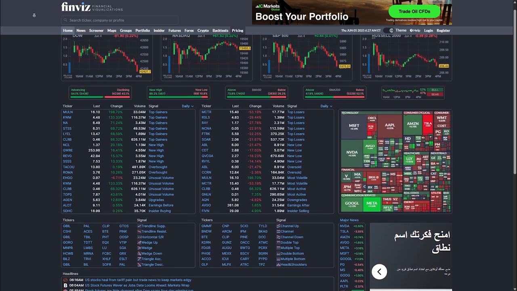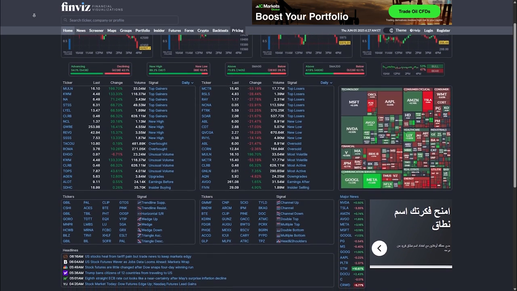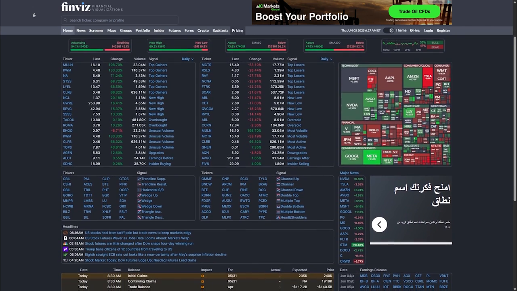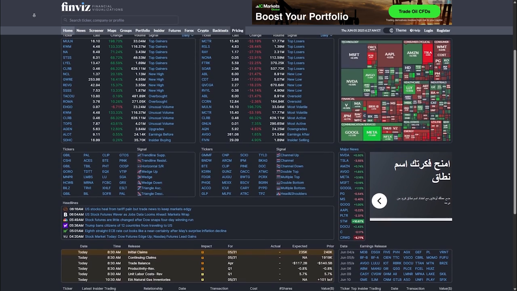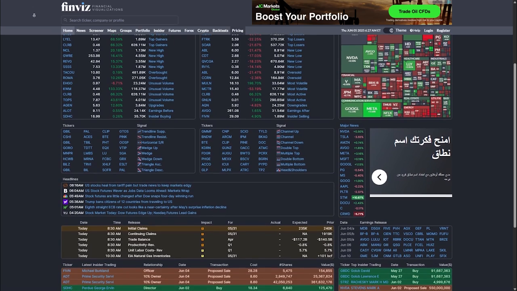FinViz is one of the most popular free stock screeners out there. It offers fast data visualization, heat maps, insider trading info, analyst ratings, and fundamental data, all in a clean, simple interface. It's especially great for US stocks and swing traders who want a quick market overview.